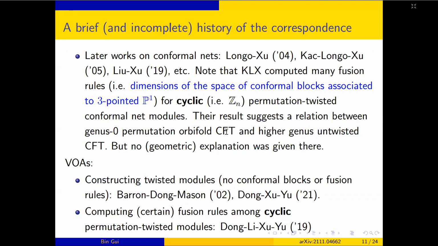In that paper, there are some words saying that there should be some geometric explanation, some more natural explanation of this correspondence, because in their computation they already realized that their computation of twisted fusion rules equals some fusion rules of higher genus and untwisted rules. They noticed this phenomenon by explicitly calculating the fusion rules, but that paper could not explain this.